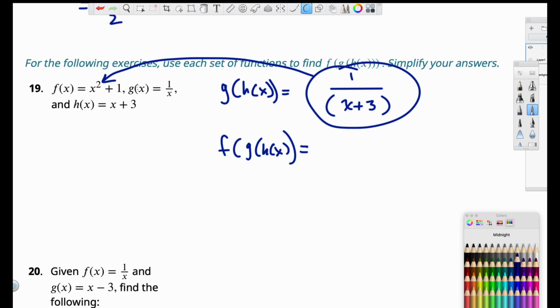Here's my f of x function, x squared plus 1. Instead of writing x squared, I'm going to put this parenthesis, and what goes in there? This does. So this is 1 over x plus 3, squared. And I think I'm just going to leave it like that. I don't think I really want to work that out. I think that's fine. We can work with that.